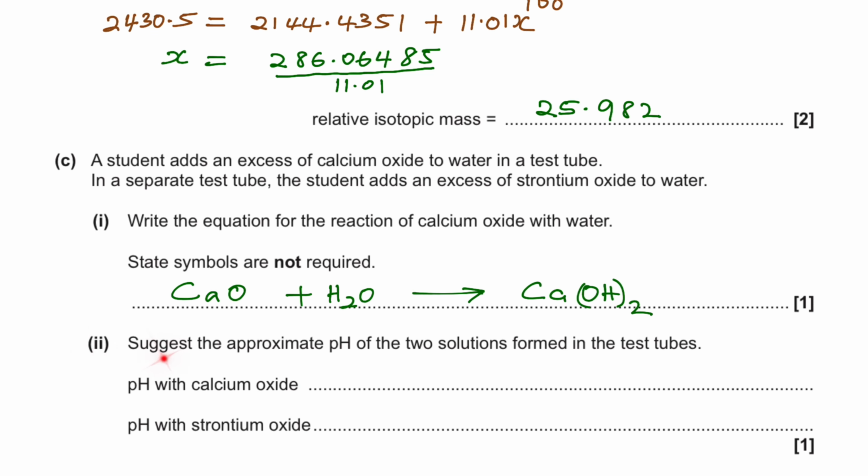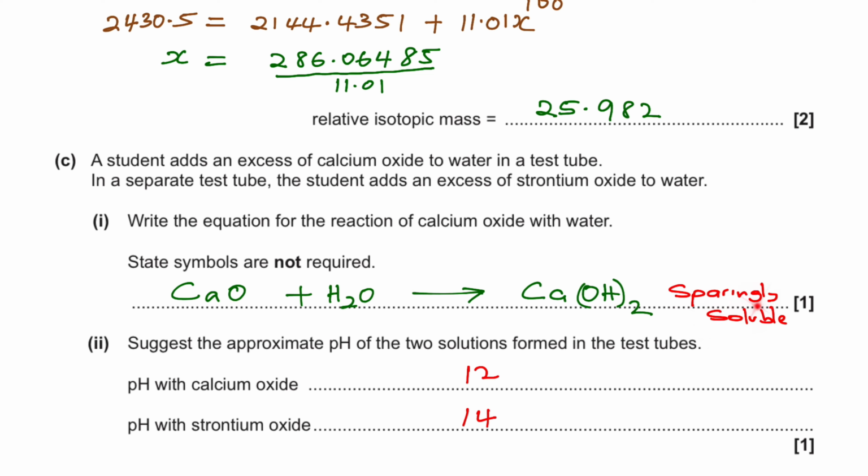Part 2 suggests the approximate pH of the two solutions formed in the test tubes. The pH of calcium oxide and the pH of strontium oxide. Well, calcium oxide will be sparingly soluble. That means it will be slightly soluble, while the strontium oxide will be more soluble. So if this is slightly soluble, that means the pH will be lower. And if this is more soluble, that means the pH will be higher. Remember, both of them are bases. So I'm expecting roughly pH 12 and pH 14.